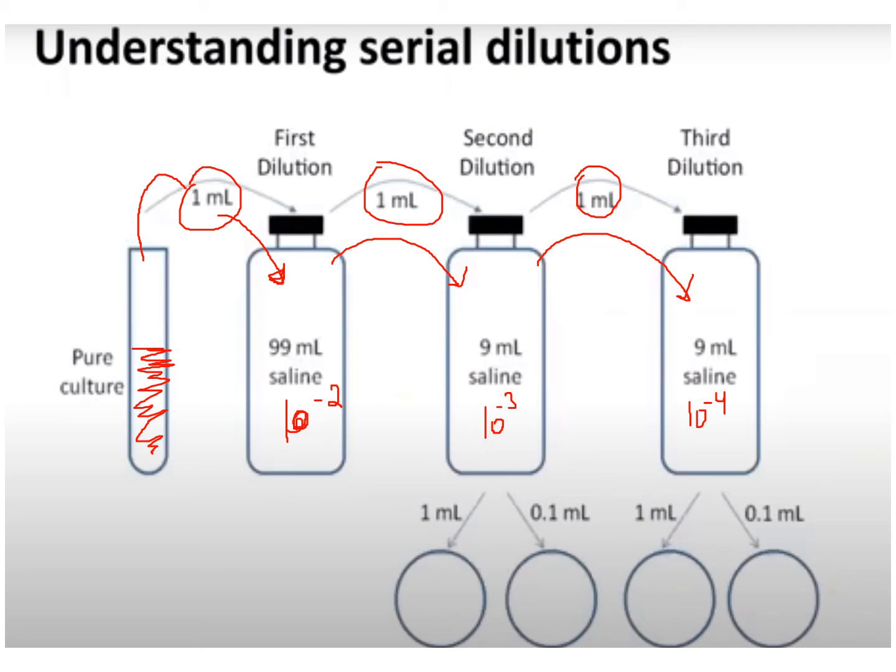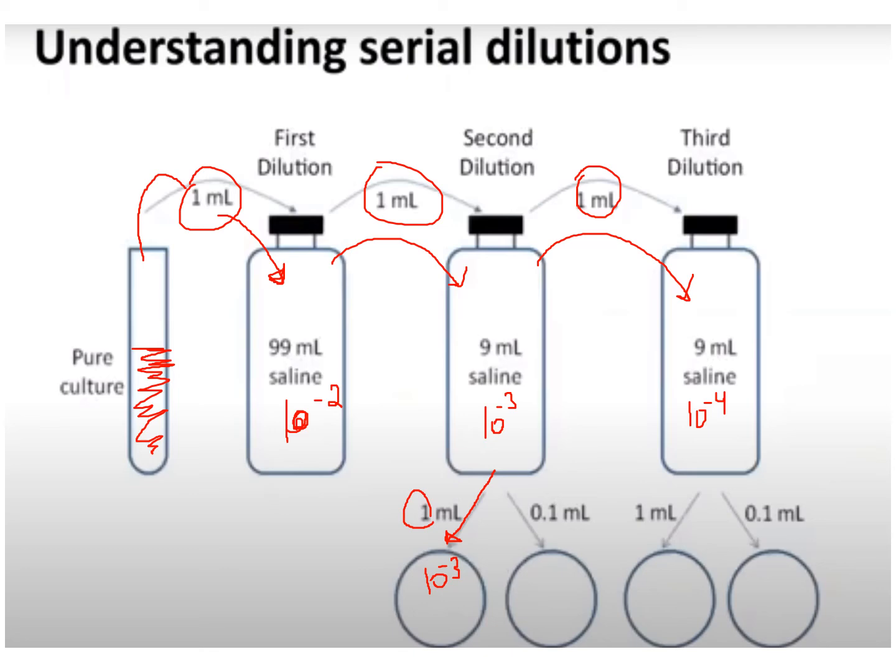Now let's say from the 10 to the negative 3, how much am I going to go ahead and plate on my plate? I'm going to inoculate my plate with 1 milliliter. So what's your dilution factor for this one? Well, it should be 10 to the negative 3. Why? Because you plated 1 milliliter, so you did not further dilute your sample. When you plate 1 milliliter, the dilution factor stays the same.